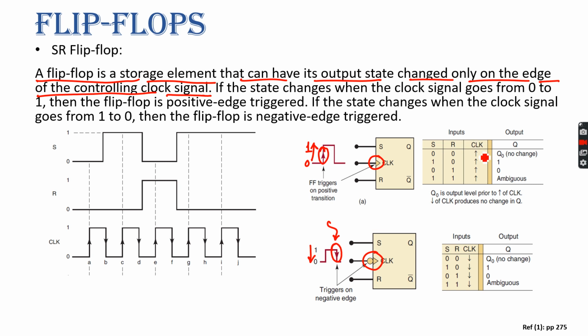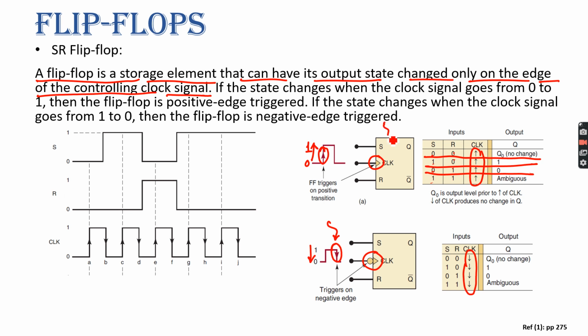As you can see, this is the same truth table that we have learned for the SR latch. The only difference is the clock. Previously, whenever you give 0 0, 0 1, 1 0, 1 1, you get the output. But for the flip-flop, it will only work whenever you give the positive edge or the negative edge. Is that clear? Let's see how it works.